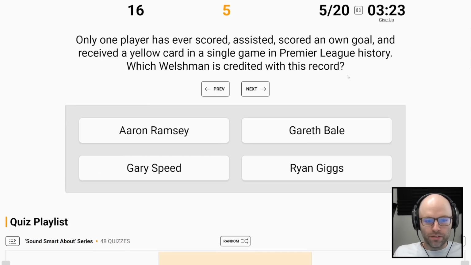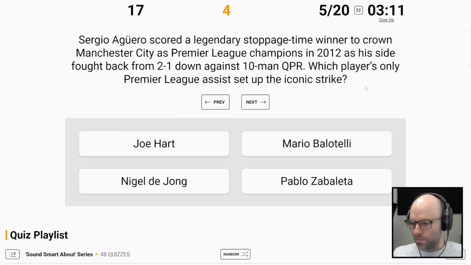Only one player has ever scored, assisted, scored an own goal, and received a yellow card in Premier League history. Which Welshman is credited with this record? Ryan Giggs. It's Gareth Bale. My mistake.